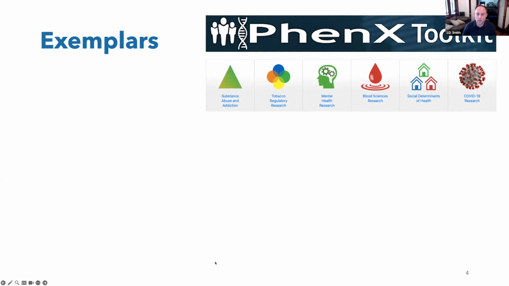I think it was substance abuse and addiction and mental health. This might actually be in order, to be totally honest. So they basically had stages for these different kinds of measures or different areas of science that they did reviews and then ratings, and actually populated the database in these 6 different areas. So substance abuse and addiction, tobacco regulatory research, mental health research, blood sciences research, social determinants of health, and COVID-19.